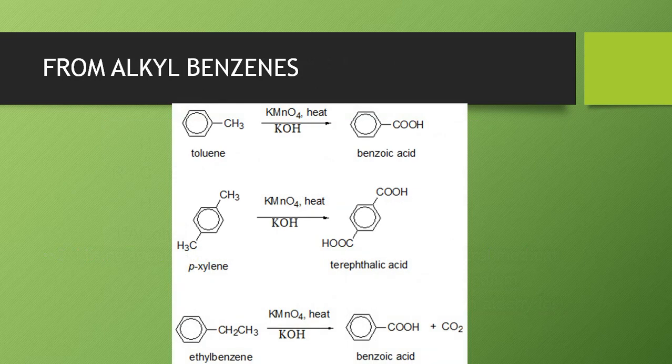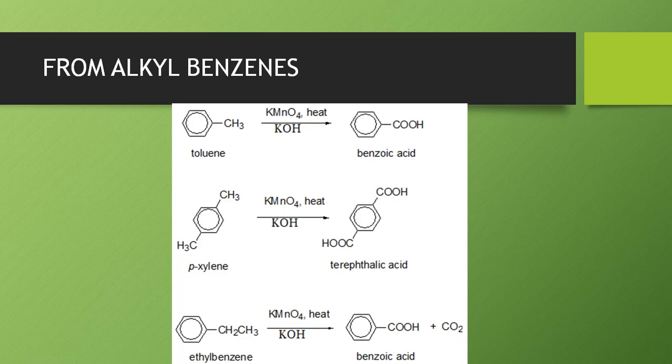Next method of preparation is using alkyl benzene. This is a very interesting method of preparation. In this, the alkyl group gets oxidized in the presence of KMnO4 and KOH on heating. That alkyl group may have any number of carbon atoms, but it will be oxidized to COOH only. The extra carbon atoms will go out in the form of carbon dioxide.